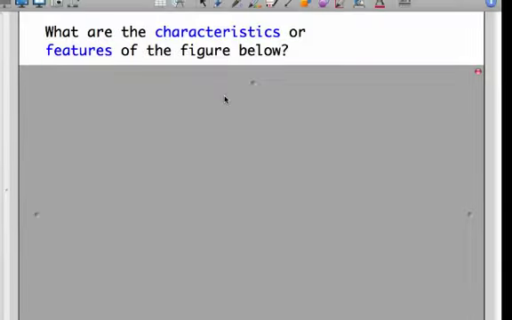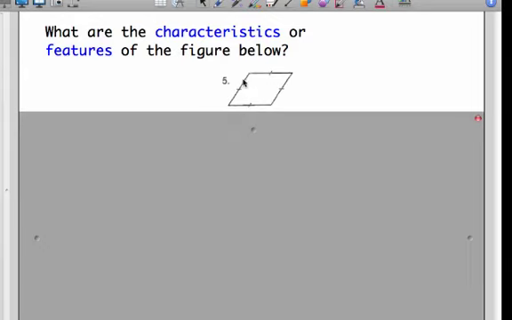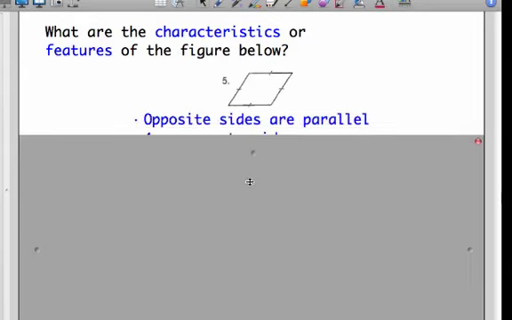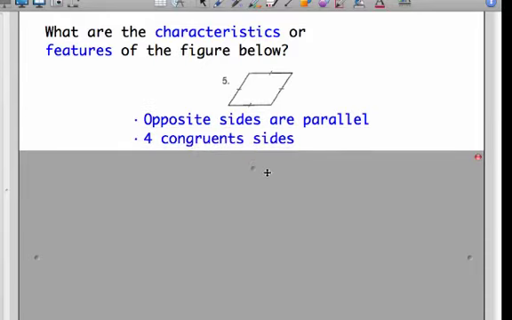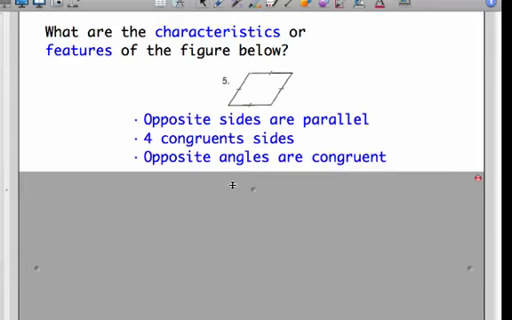This next shape, here we go. What's behind door number 3? What are the characteristics or features of the figure below? So again, looks like we have congruent sides. So that's important to note. And opposite sides are parallel. So four congruent sides and opposite sides are parallel. Opposite angles, by the way, are also congruent in this shape.